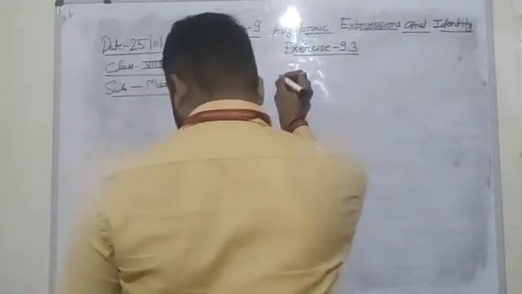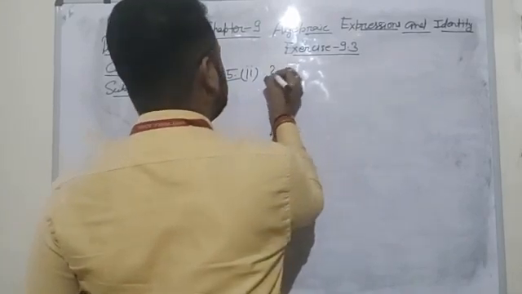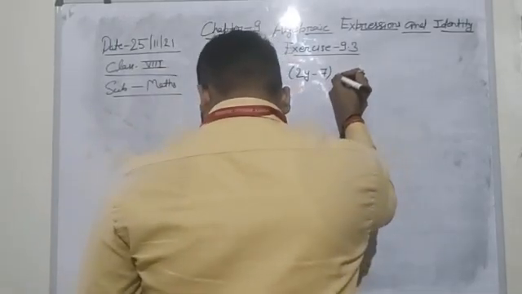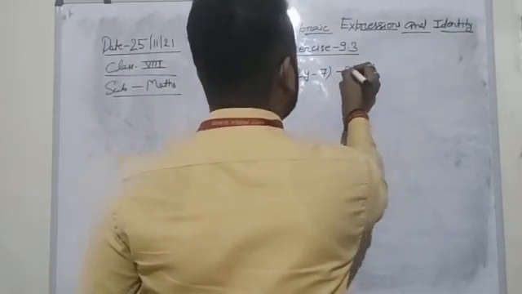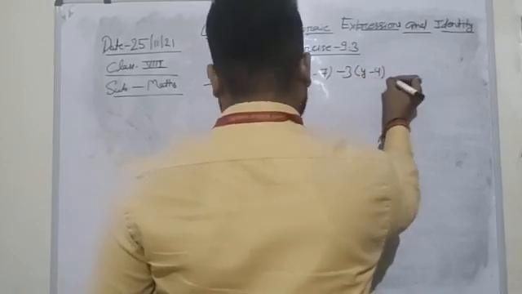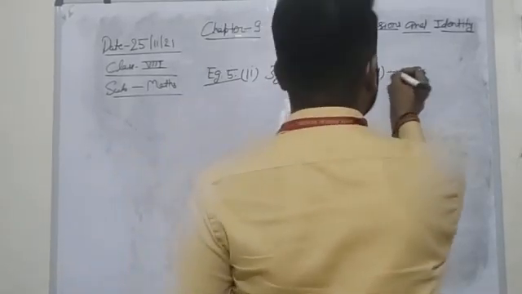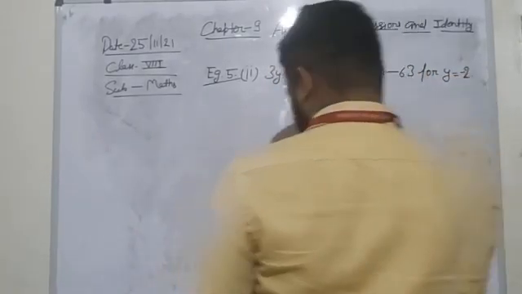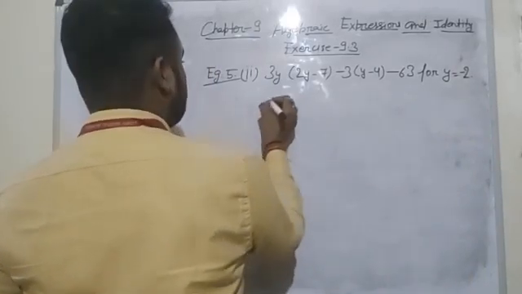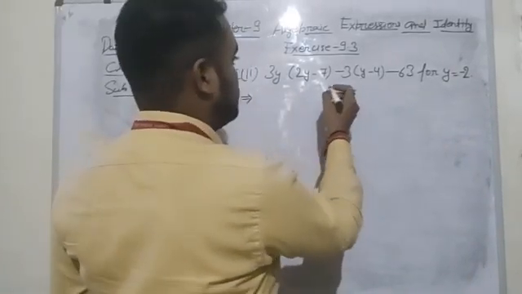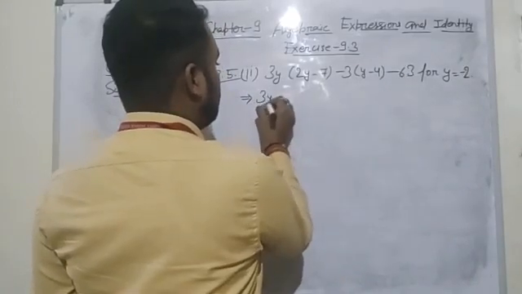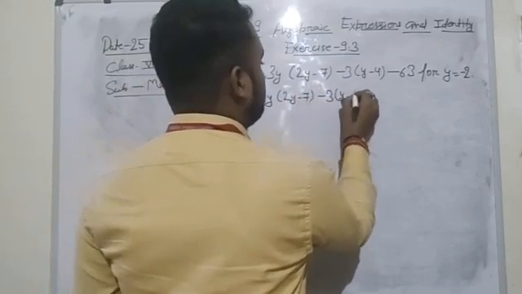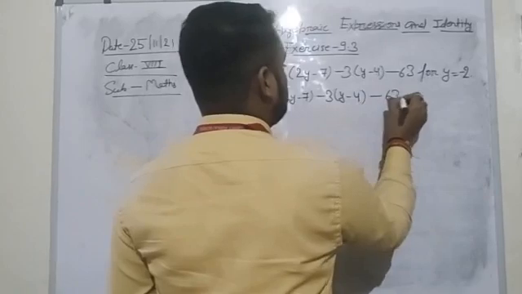Second part of this example: 3y(2y − 7) − 3(y − 4) − 63 for y equals to −2. Okay, so here first we are going to solve this expression: 3y(2y − 7) − 3(y − 4) − 63.